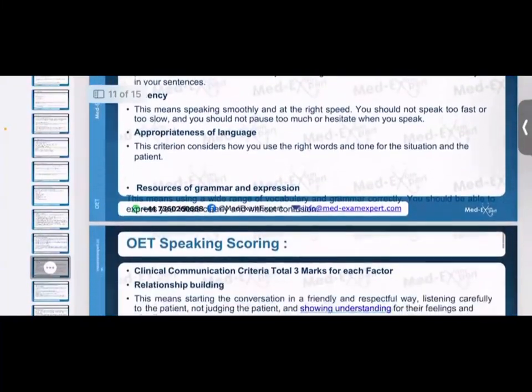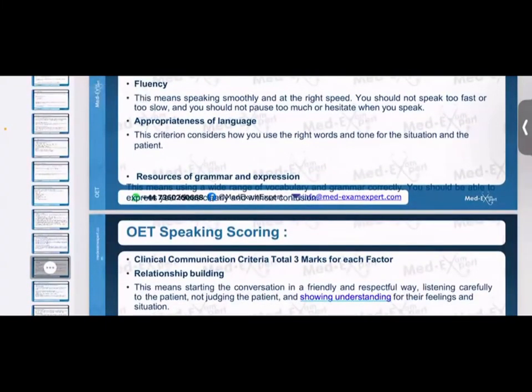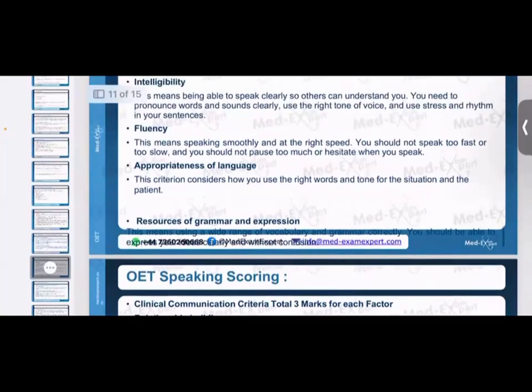Now, there comes appropriateness of language. The criteria consider how you use the right words and tone for the situation and the patient. This means that we have to be very calm and talk in a very polite manner with the patient. But sometimes there is a scenario in which you have to consult a patient, and the patient is very difficult to consult.